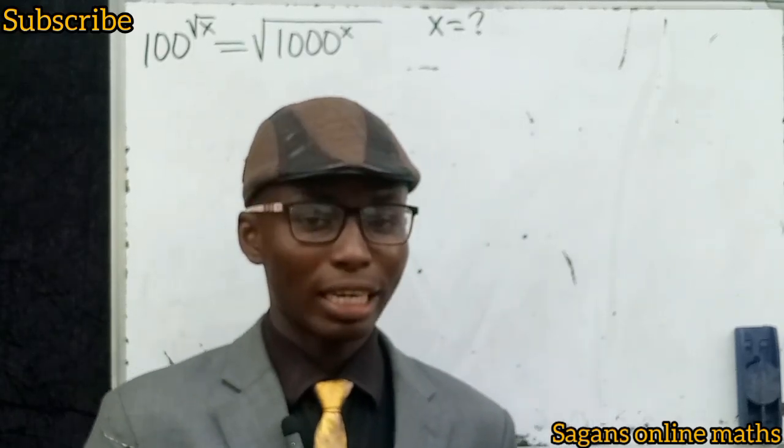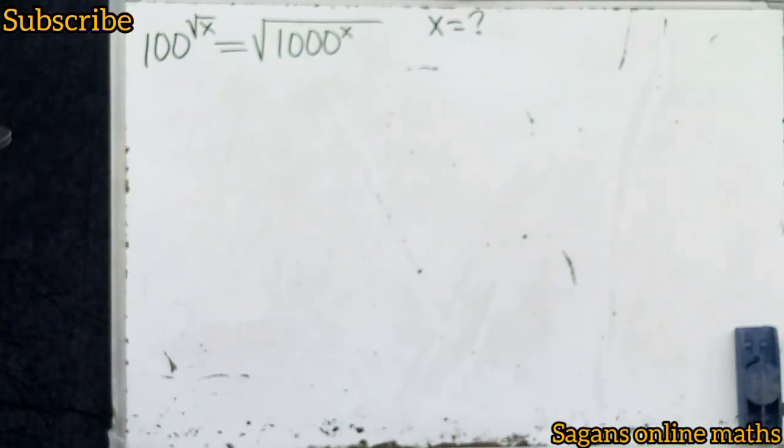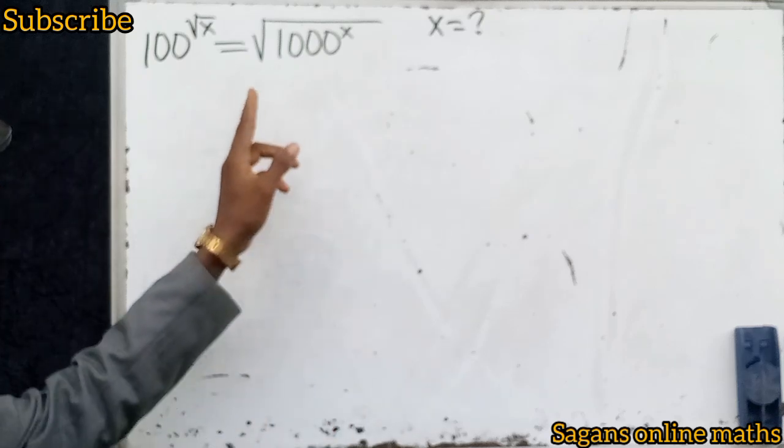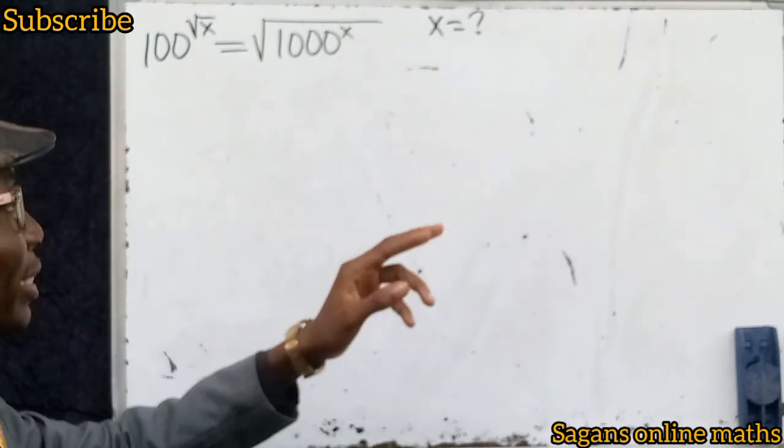Let's solve this question together. Now we are given 100 to the power of root x equals the square root of 1000 to the power of x. We are asked to find the value of x.